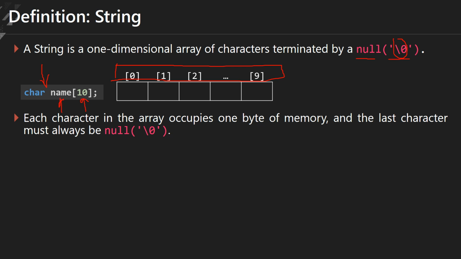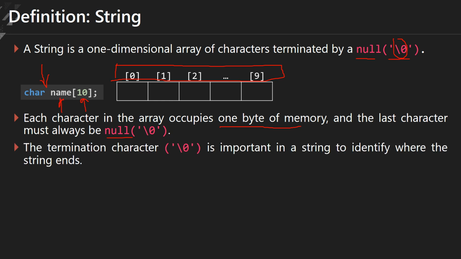Each character in the array occupies 1 byte. That is the string; every character takes 1 byte of memory. The last character must always be null. If you want to terminate, there is a delimiter that comes into the picture. That is the termination character, which you have to use: \0.